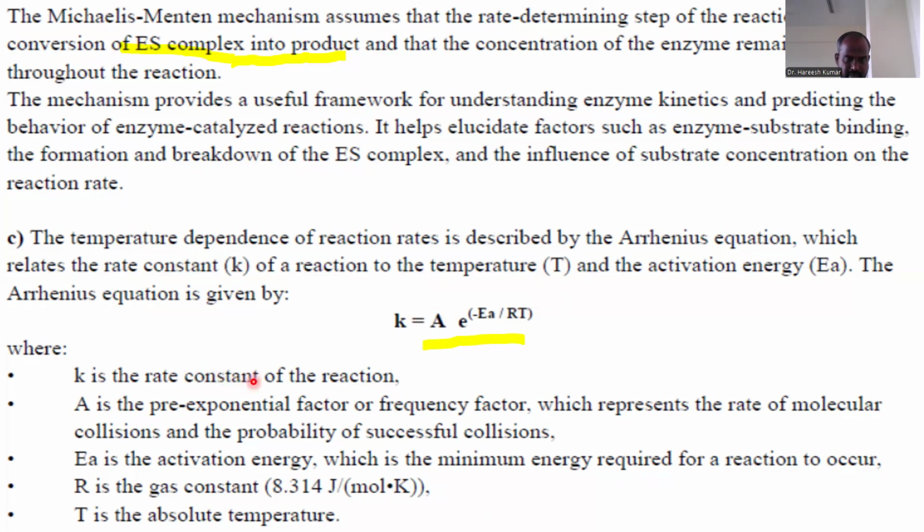Here, K is the rate constant of a reaction, A is the pre-exponential factor or frequency factor, which represents the rate of molecular collision and the probability of a successful collision. EA is the activation energy, which is the minimum energy required for a reaction to occur. R is the universal gas constant, that is 8.314 joule per mole per Kelvin. T is the absolute temperature. With this, I will go to the next slide.